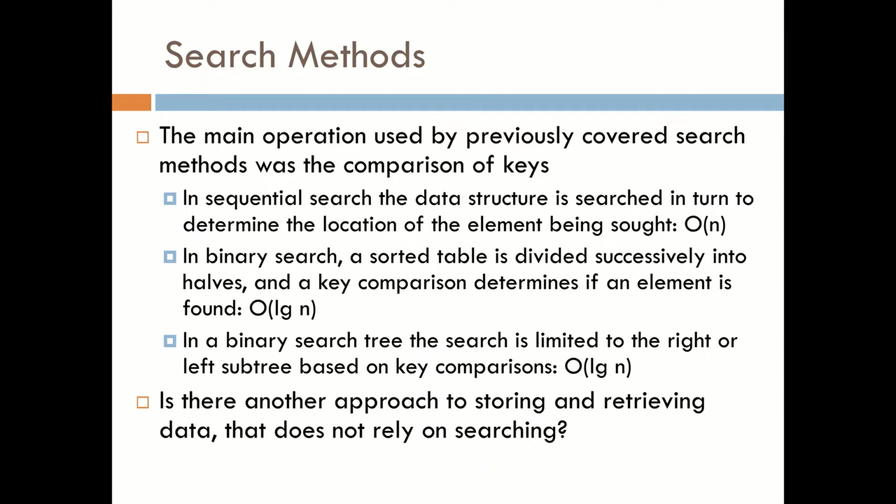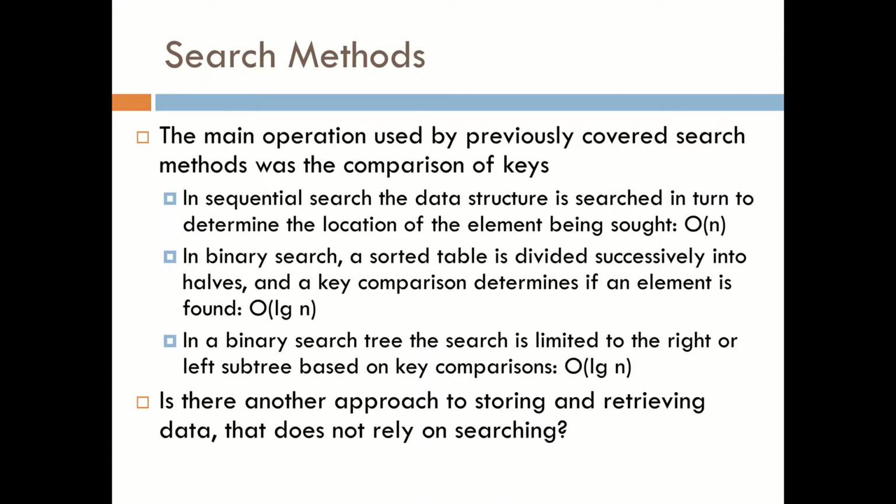In binary search, we begin with a sorted table of some sort, and then we're able to divide the table successively in two and ask whether our key belongs in the upper half of the table or in the lower half of the table. And so this works out to being a log n search algorithm.